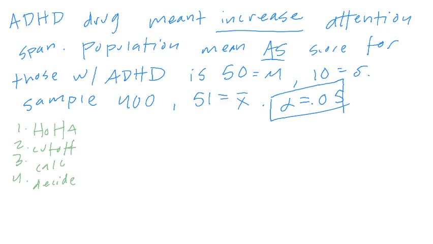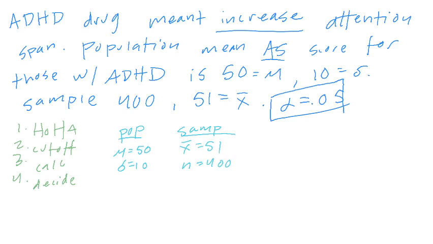So let's go ahead and get our information in here too, the population information and the sample information. Okay, so what do we know about the population? We know the mean is equal to 50. We know that the standard deviation is equal to 10. What do we know about the sample? They got an average of 51 with an n equal to 400.